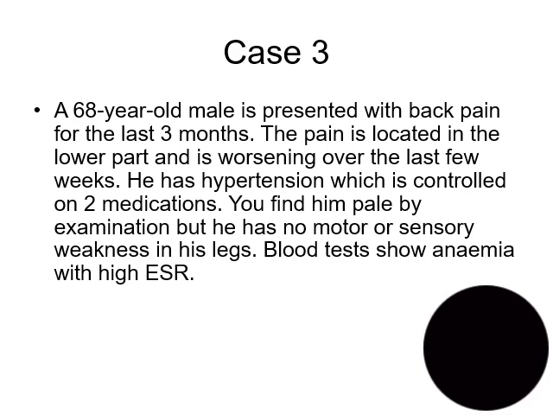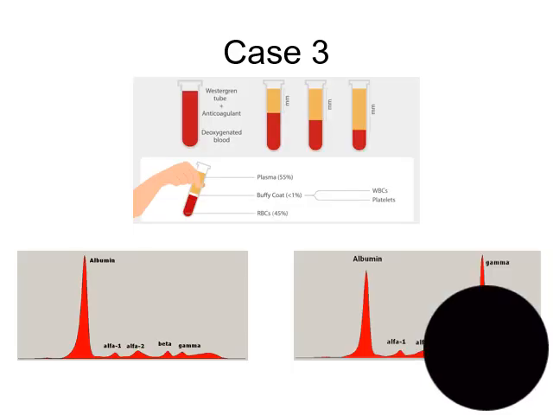Case number 3, we presented a 68-year-old male who is presenting with back pain, and it's of recent onset. The pain is located in the lower part, and it's worsening over the last few weeks. His blood test showed anemia with a high erythrocyte sedimentation rate, and in the first lecture I told you about this ESR and how it's done and why it sometimes becomes abnormal.